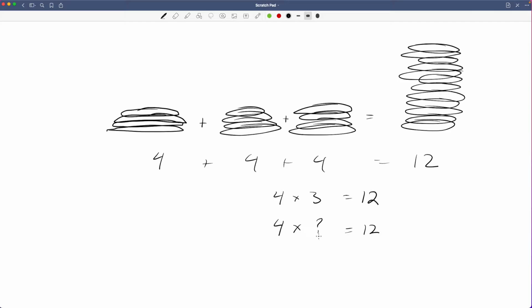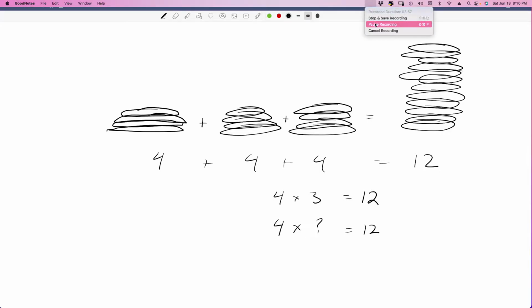So let's try a word problem. I'm going to pause and write it up here for you.